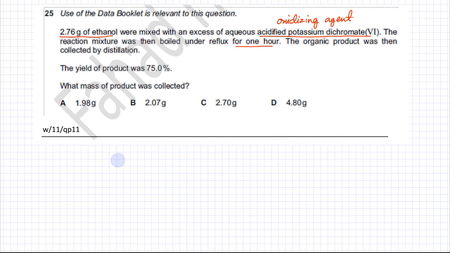So the reaction would be: you have ethanol, which is CH3CH2OH. If you heat it with potassium dichromate(VI), it's going to get oxidized and produce a carboxylic acid, which is ethanoic acid, CH3COOH. So this is what's happening, and the ratio in which ethanol and ethanoic acid are produced is 1:1. One ethanol gets oxidized, producing one ethanoic acid.